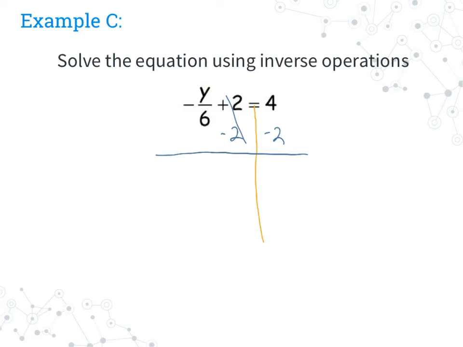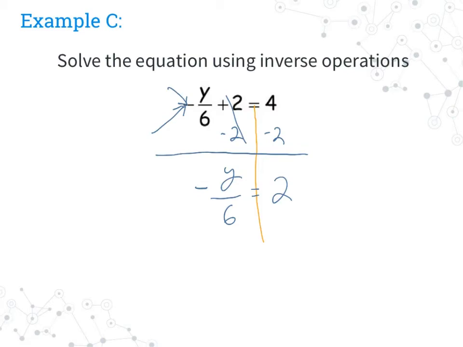Bring down my y divided by 6, but do not forget the sign. It's very important that you remember the sign. In this case, it's negative y over 6. 4 minus 2 is 2. Now I've got y divided by negative 6, and I'm going to have to get rid of my coefficient.